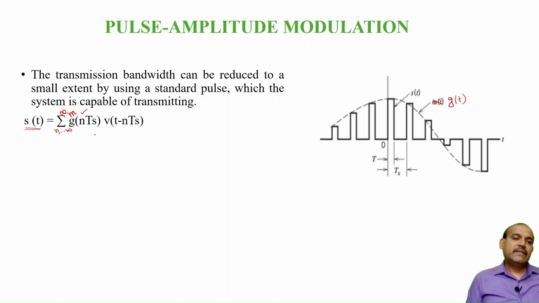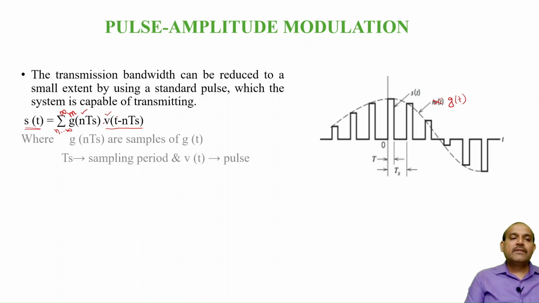So g of nTs are the samples of the message signal multiplied by v of t minus nTs, that is the rectangular pulses that I am multiplying with g of nTs. Whereas in ideal sampling, what we have seen was g of nTs into delta of t minus nTs. Now I am not using delta of t minus nTs because I am considering the practical scenario where creation of impulses is impossible.